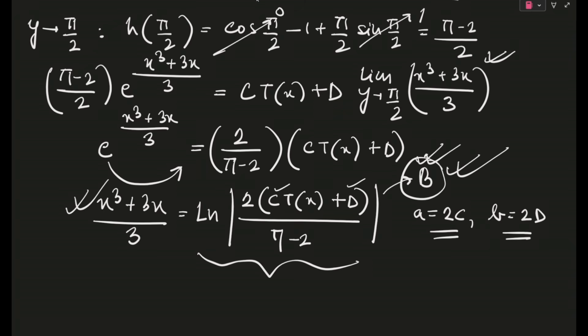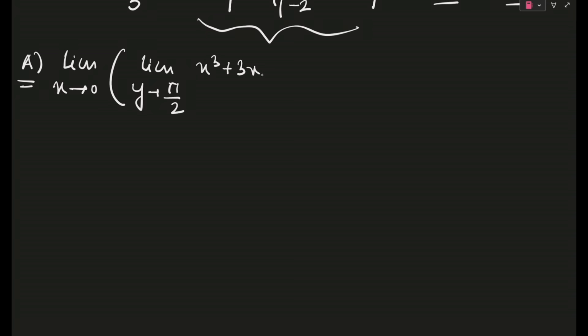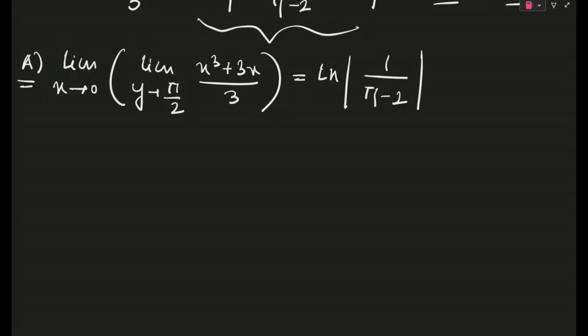So let's do that. Okay, so guys, in our option number A, what actually was given is limit x tends to 0, within a bracket limit y tends to pi by 2, x cube plus 3x by 3. This thing was given to be equal to ln mod 1 by pi minus 2. Now one thing that I would like to say here is maybe this is the easiest option, because first thing is x is tending to 0. So y tending to pi by 2 won't ever come first in roll.